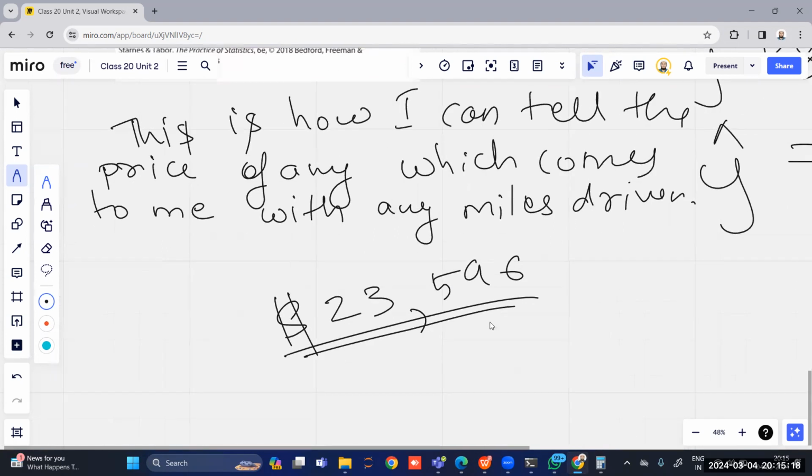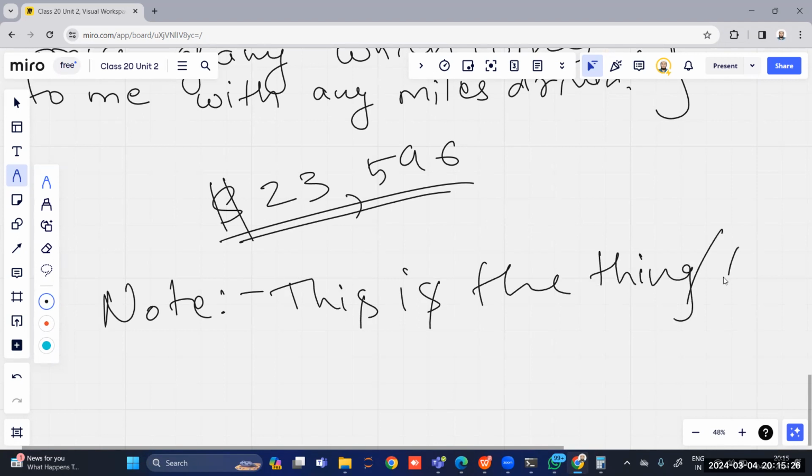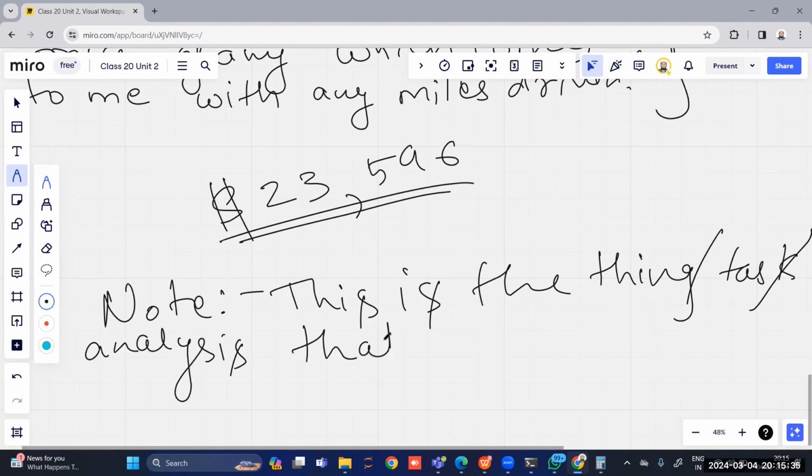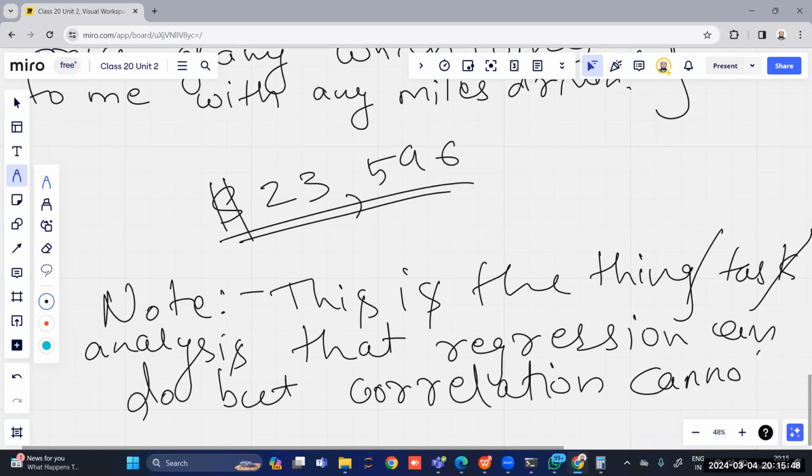I'll write it in your notes. This is the task, or analysis we can say, that regression can do, but correlation cannot. Yes or no? This is the thing.